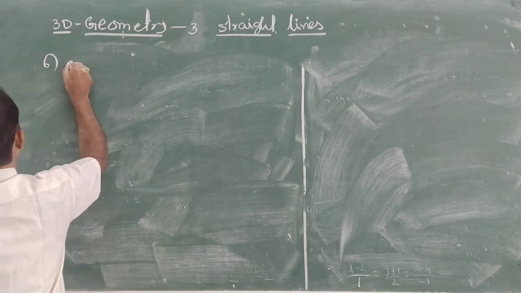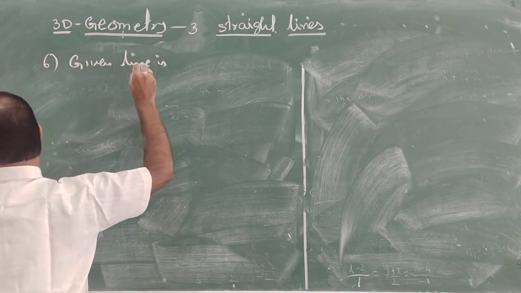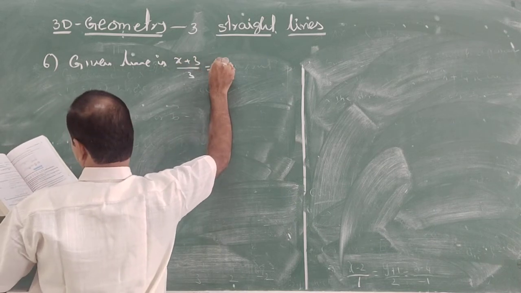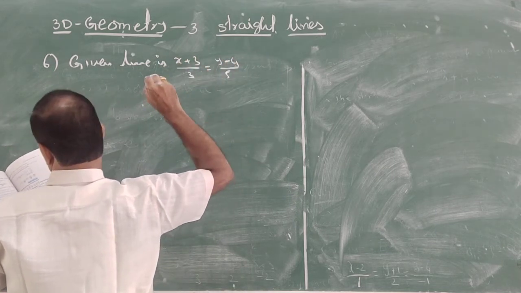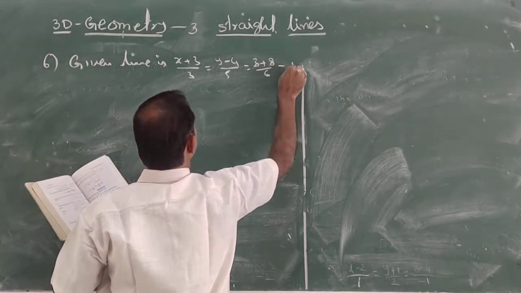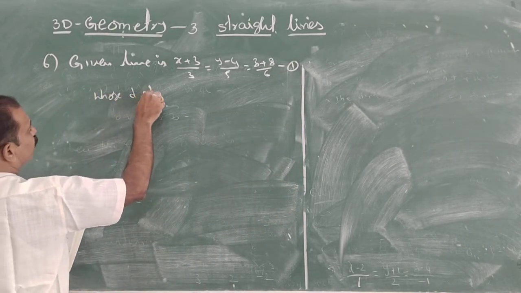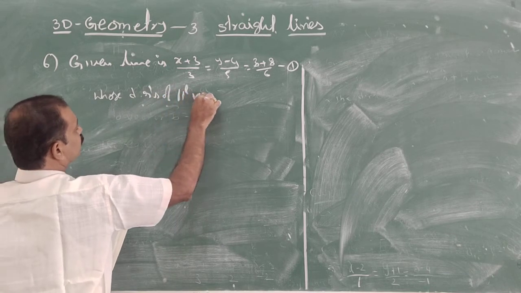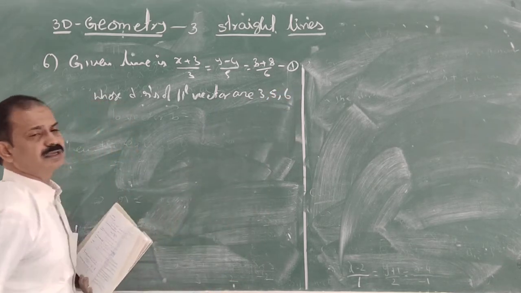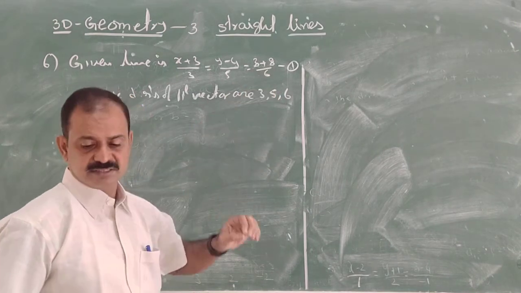Now the given line is x plus 3 by 3 is equal to y minus 4 by 5 is equal to z plus 8 by 6. You can name it as line 1, whose DRs of the parallel vector are 3, 5, 6. These are the DRs of the parallel vectors 3, 5, 6.